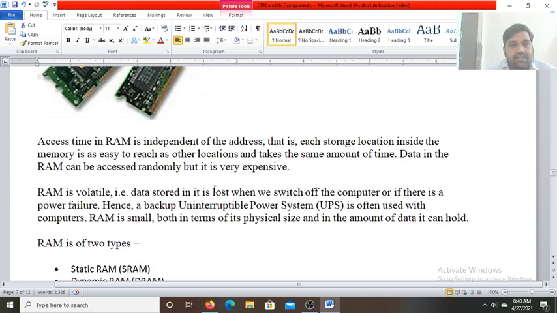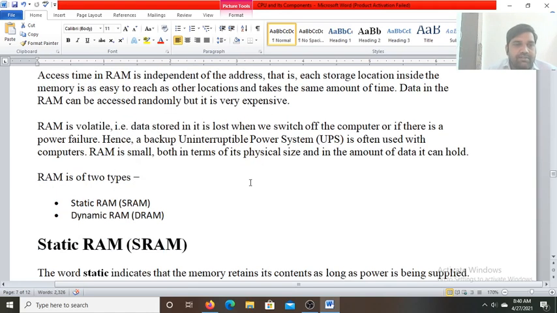Okay, so the access time in the RAM is independent of the address. Whatever the address, each location has the same access time. That is, each storage location inside the memory is easy to reach and takes the same amount of time. So the data in the RAM can be accessed randomly, but it is very expensive. RAM is volatile. Data stored in it is lost when we switch off the computer or if there is a power failure. So hence a backup uninterruptible power system, UPS, is often used.